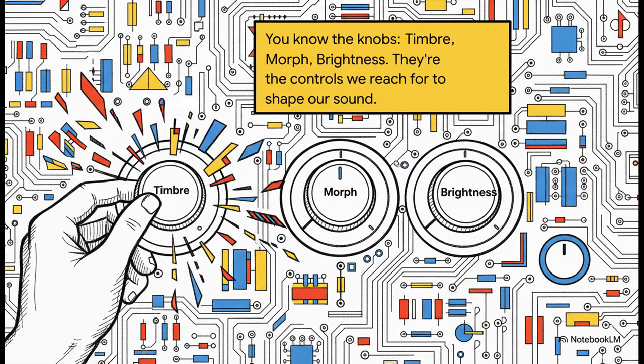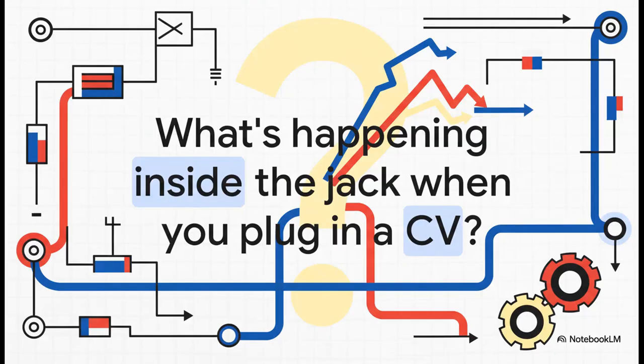Timbre, morph, brightness. They're the controls we all reach for instinctively to start shaping our sound, to give a module its character. We plug in our LFOs, our envelopes, our sequencers, all without a second thought. But have you ever wondered what's actually happening right there, inside the jack? There's a whole world of design decisions happening that dictates how that signal gets used, and that's exactly what we're going to unpack today.